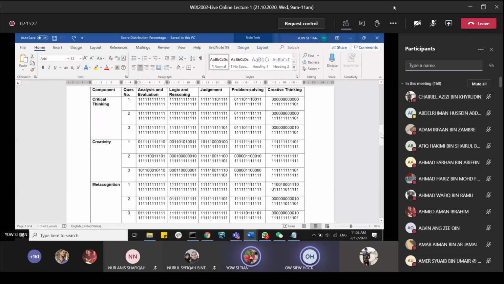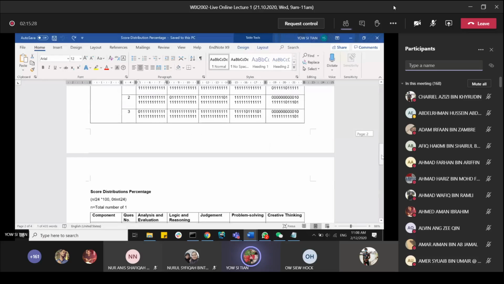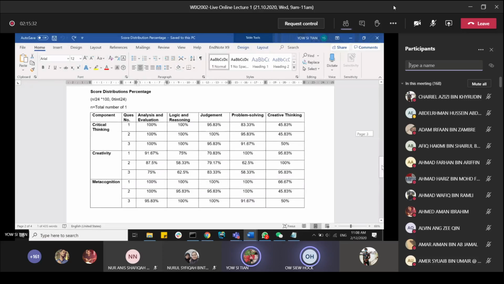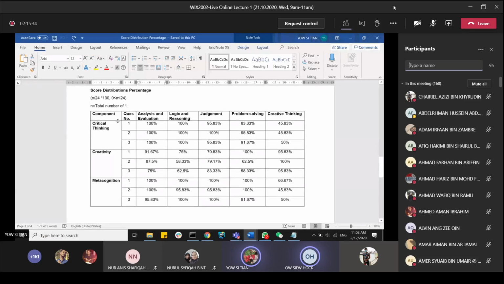Am I right? We have also compiled it like this, like 100% of 24 assigned scores for this part. Yes, this is correct. You can do this way. That means based on how many people say that question has that component. Everyone says that question 1 critical thinking consists of analysis and evaluation, so 100% all agree on this.